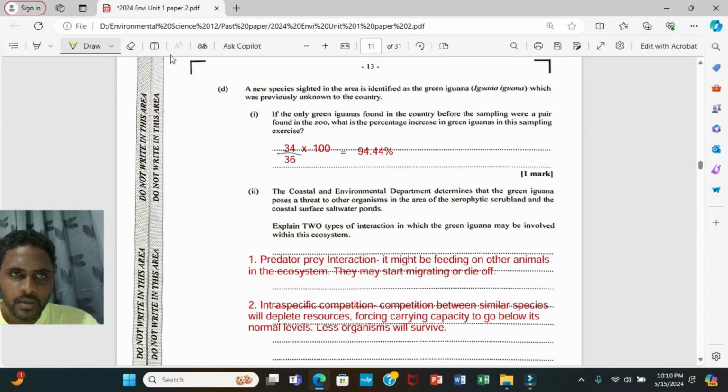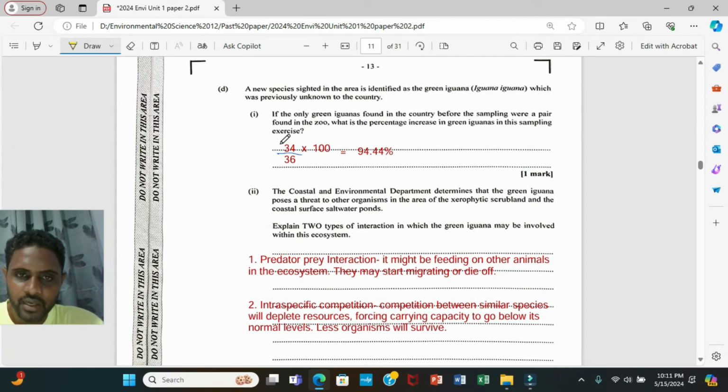It says a new species sighted in the area is identified as the green iguana, which was previously unknown to the country. Good. So you see that it is a foreign species, right? So if the only green iguanas found in the country before the sampling were those found in the zoo, what is the percentage increase in green iguanas in the sampling exercise?